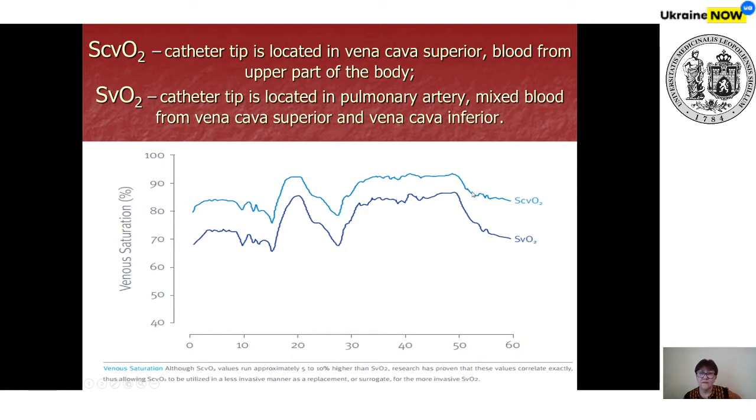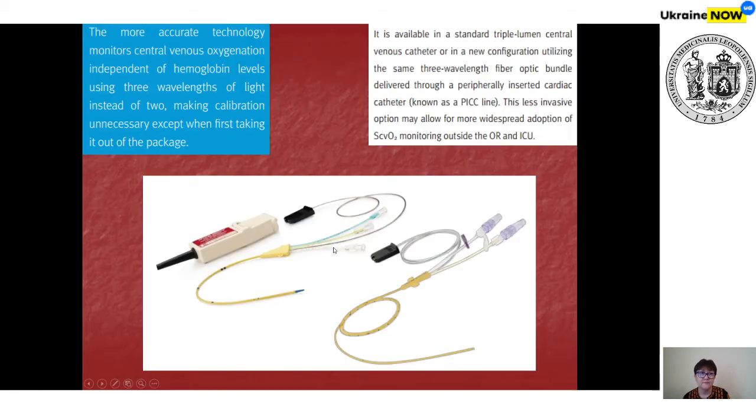When it's in a central vein, it's called SCVO2. When it's in the pulmonary artery, SVO2. Mixed blood means mixed from vena cava superior and vena cava inferior. So SCVO2 is higher by 10-15% than SVO2, because the vena cava inferior gives venous blood from the main abdominal organs and lower part of the body, so its saturation is lower.